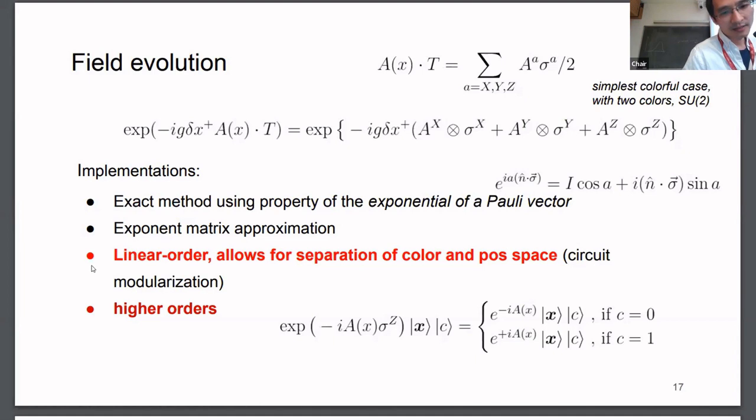And then there's also a linear approximation. This is particularly interesting because it allows the separation of momentum and position space, as I wrote here. And it's very useful to implement this because it allows for circuit modularization. And the same can happen for higher order terms.